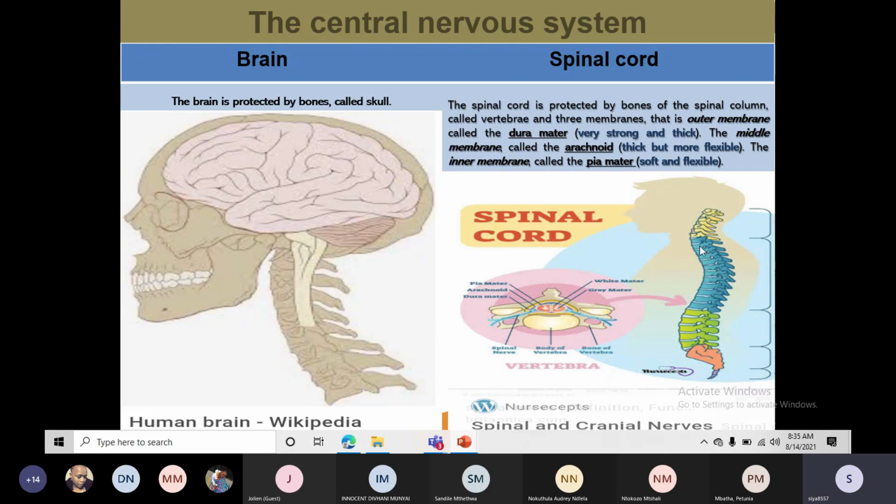What happens here? You can see the pattern: bone 1, bone 2, and in between, the gaps, the spaces. That's where you'll find the membranes which protect the spinal cord, so that the bones won't clash. The membranes make sure there are smooth interconnections of the vertebrae.